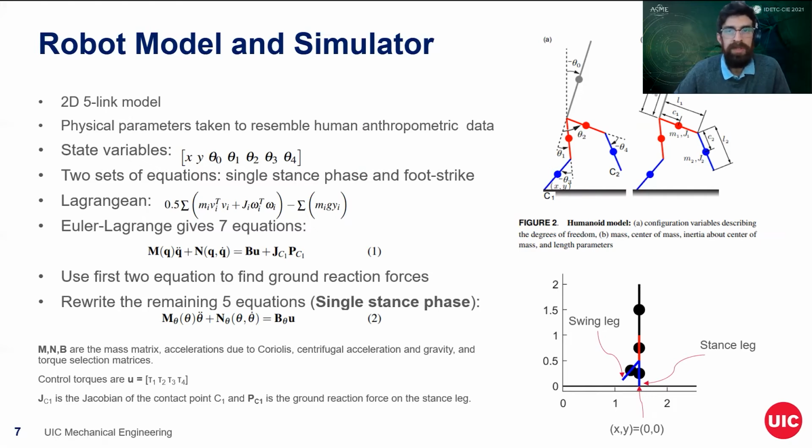Two sets of equations are used to develop the simulator. One is for the single stance phase, where one foot is on the ground, and the second is for the foot strike phase, where the legs exchange roles. The first set of equations is formulated using the Euler-Lagrange method and gives the equations of motion for the model. We call these equations the single stance equations, shown here in equation number 2.